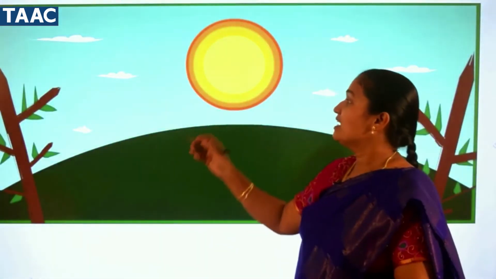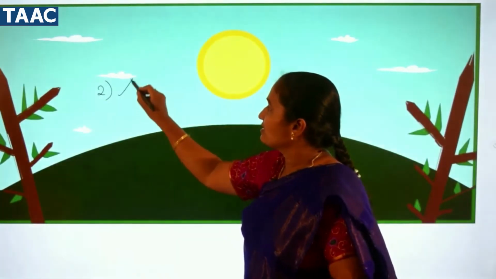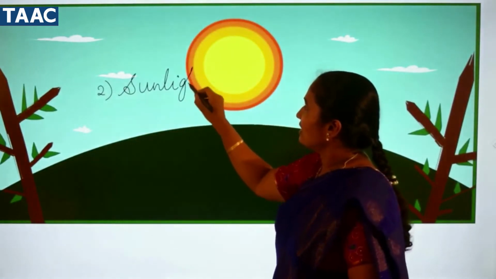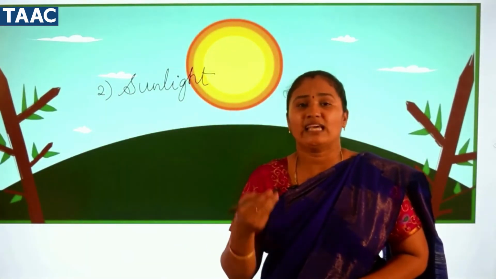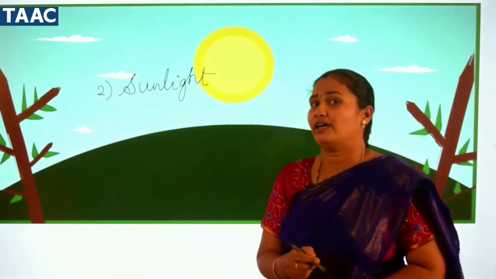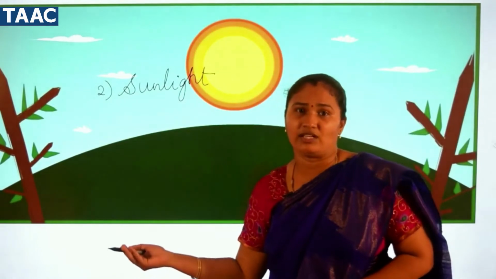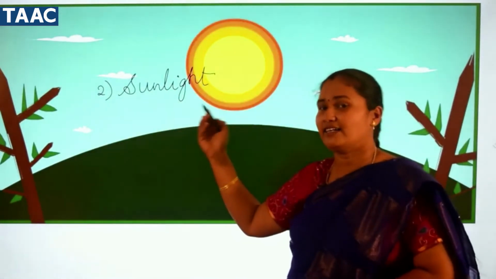The next very important factor is sunlight. It is the natural source of light. Just as we use heat for cooking in the kitchen, the same way the plants also need some heat, that is heat energy. They obtain this heat energy from the sunlight.